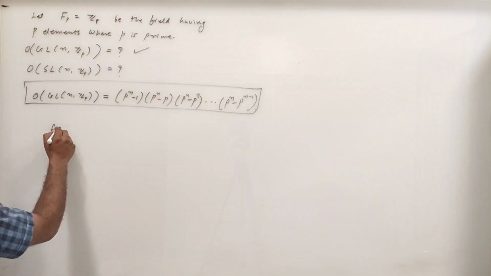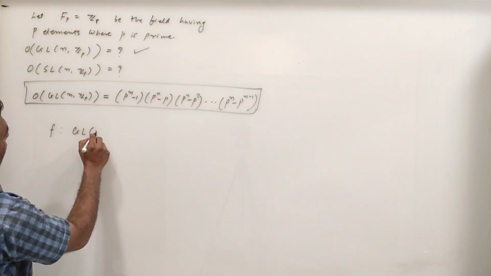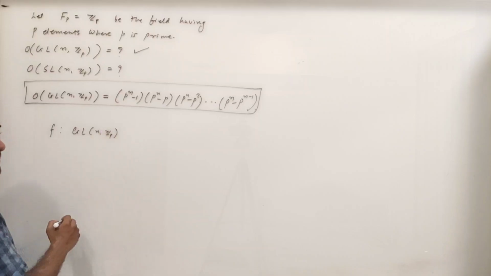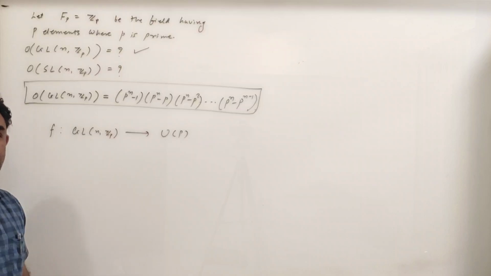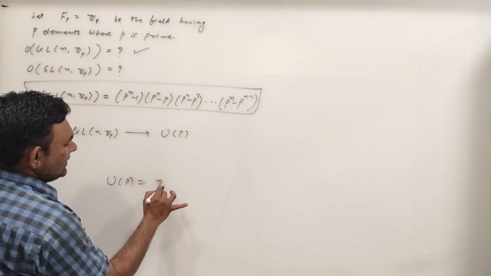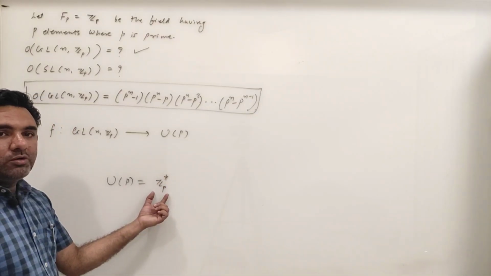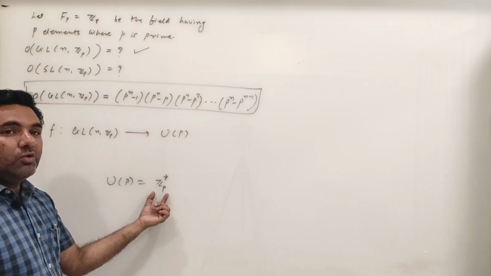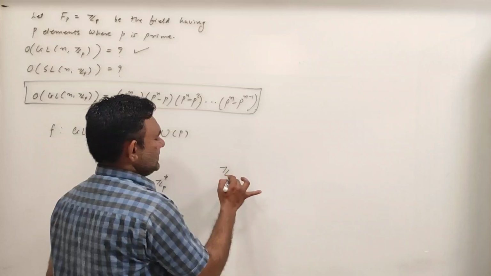Now you consider a function f. You define f as a mapping from GL_n(Z_p) to U_p. What is U_p? U_p is nothing but Z_p star. Z_p star means non-zero elements of Z_p, or units of Z_p, when p is prime. So for example, suppose Z_5.